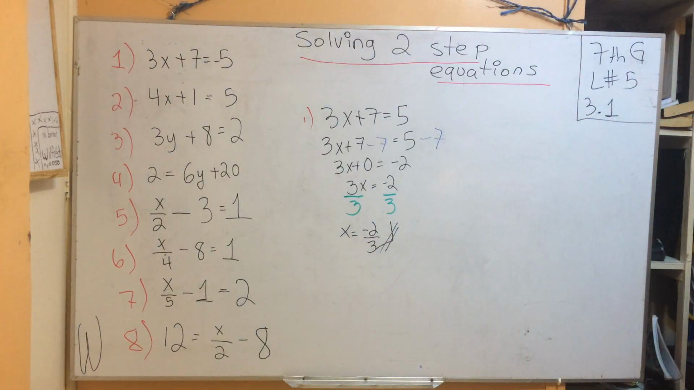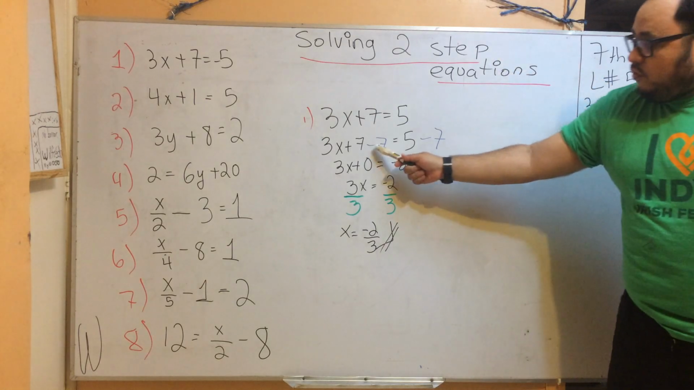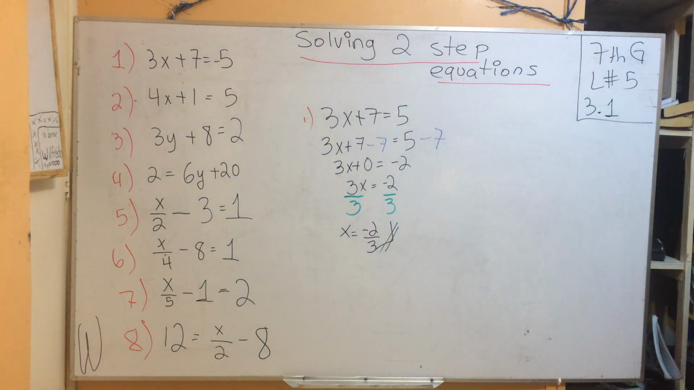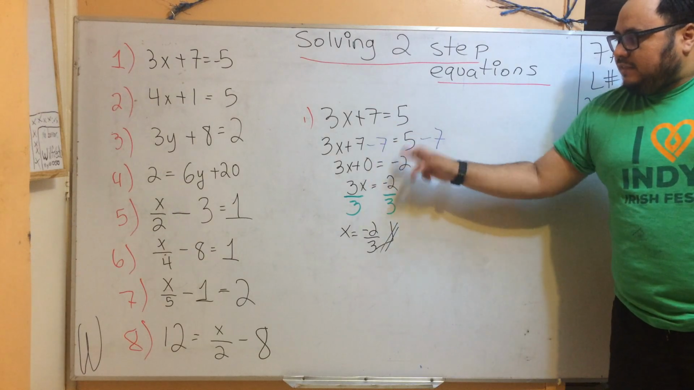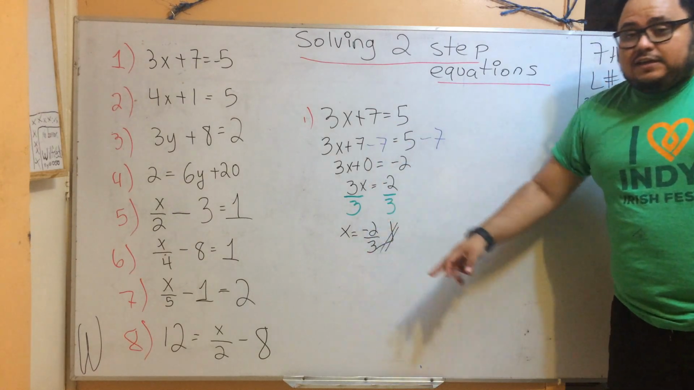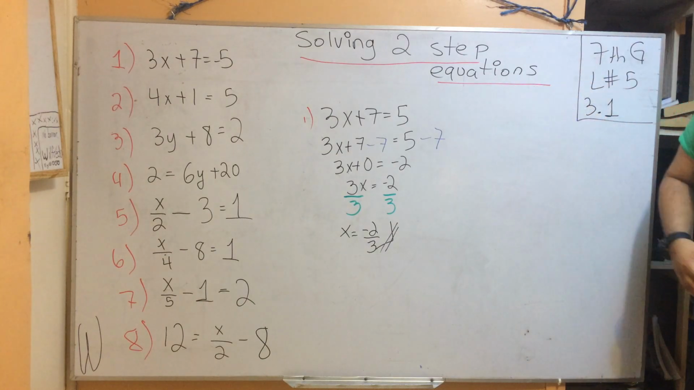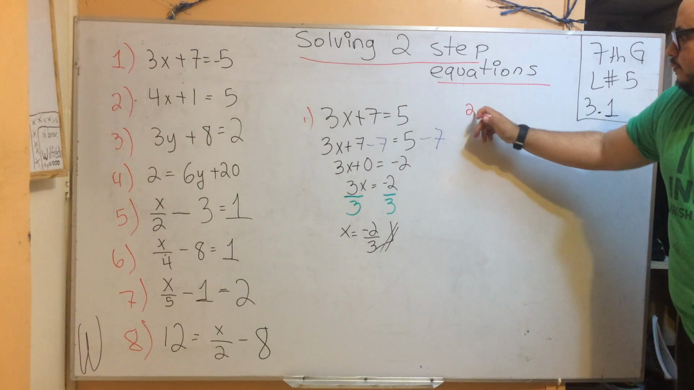So why was this equation called two steps? Because first we subtract and then we divide. Those are our two steps. Here we subtracted to eliminate the 7, and then we divided to eliminate the 3. So that's why they are called two-step equations. Let's work on number 2.